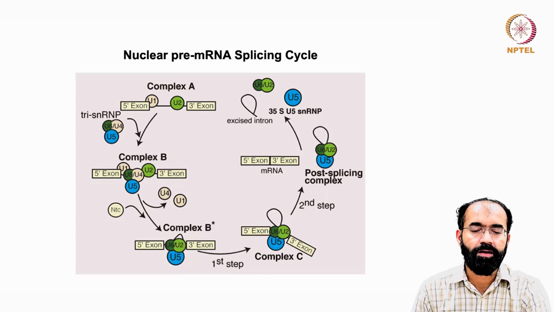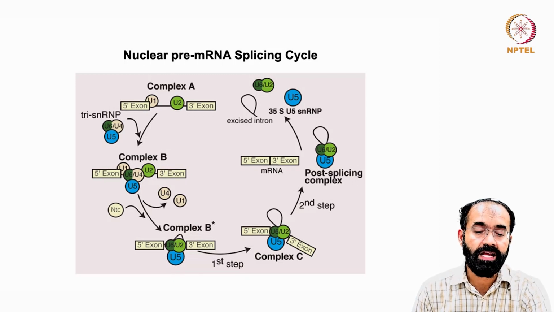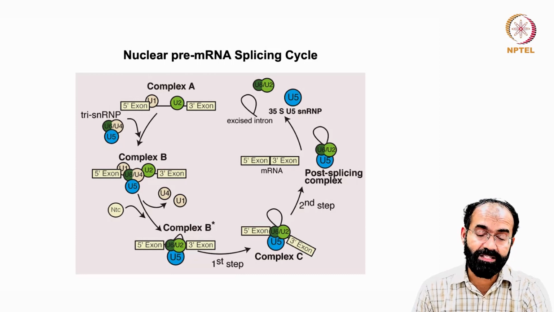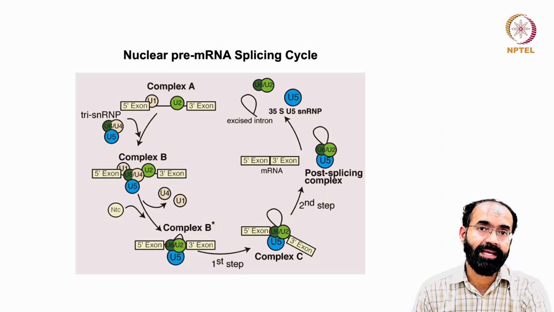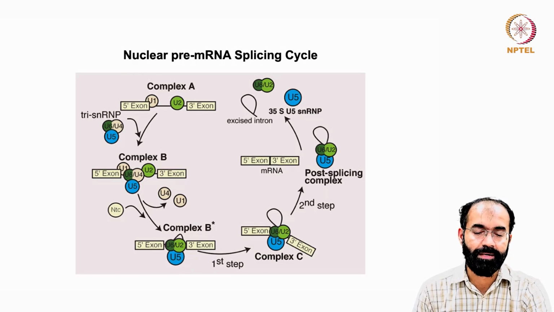Once this is bound, a tri-snRNP comes in, U6, U4, U5 join, and it forms complex B. The role of complex B is to bring the branch point close to the 5' splice site. Once complex B is assembled, U1 and U4 snRNPs are released, and NTC, a new protein, joins the complex. Because of this, U6, U2 and U5 stay back, because U2 is important as it binds to the branch point.